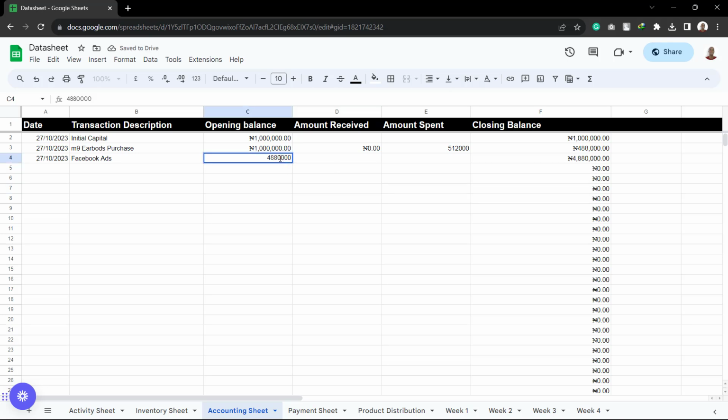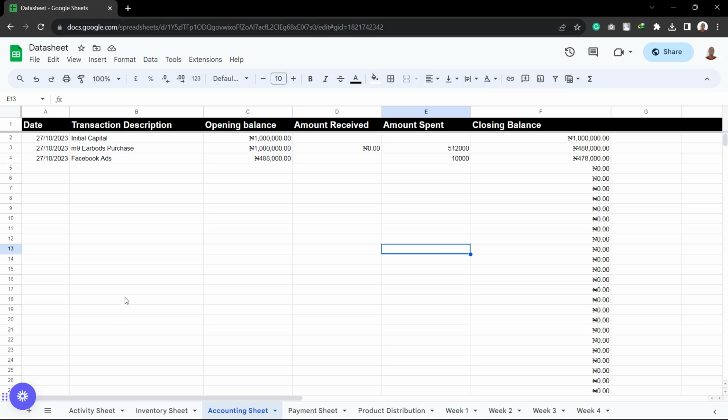So this is too much. I made a mistake there. So it's meant to be, this is the correct thing. So did we receive any money? No, we didn't receive any money. Rather, we actually spent money on Facebook ads, which is 10,000 naira. So we're going to write 10,000 naira. Do you understand? So the balance is going to be 478,000 naira.